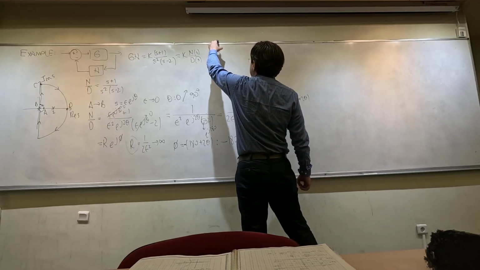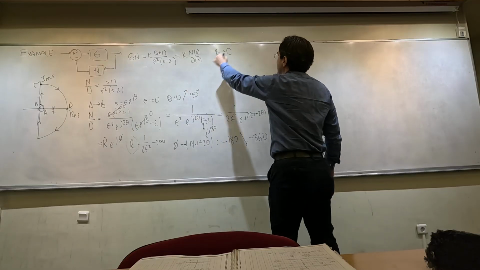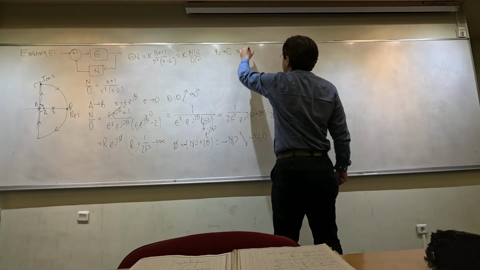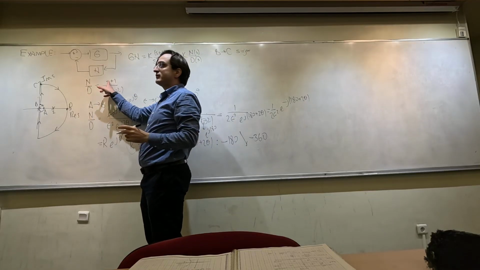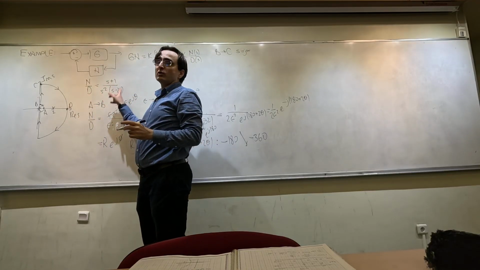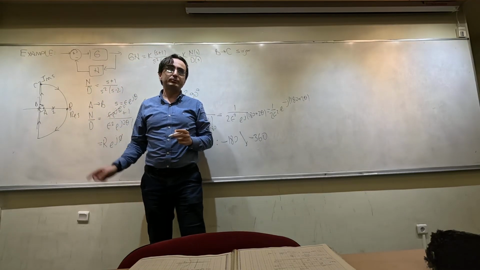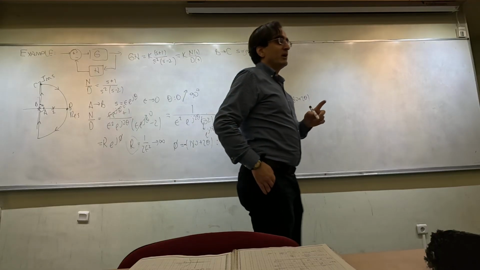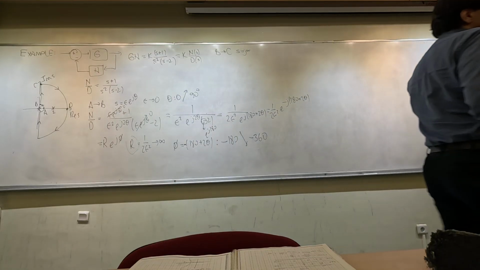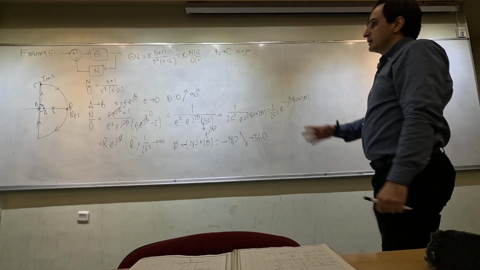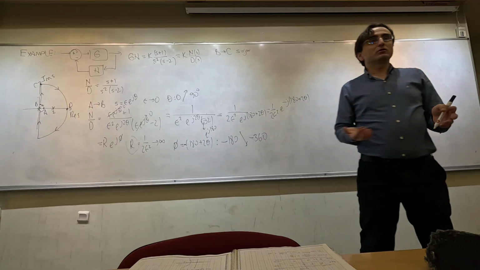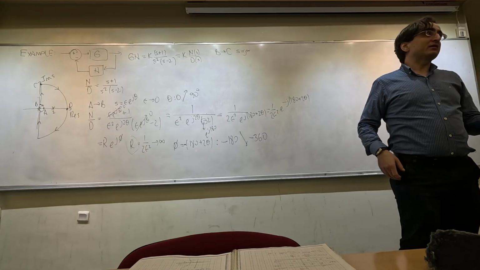From part B to C, I see that S is equal to j omega, and when I substitute S equals j omega, this is going to be the frequency response of the open loop system. And when I draw the part from B to C, I'm drawing the frequency response of the open loop system into my N over D plane.